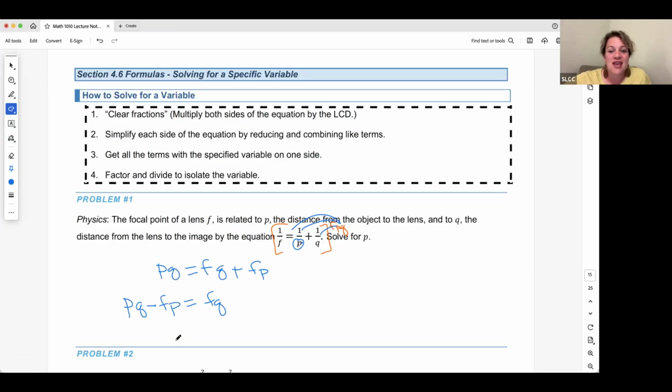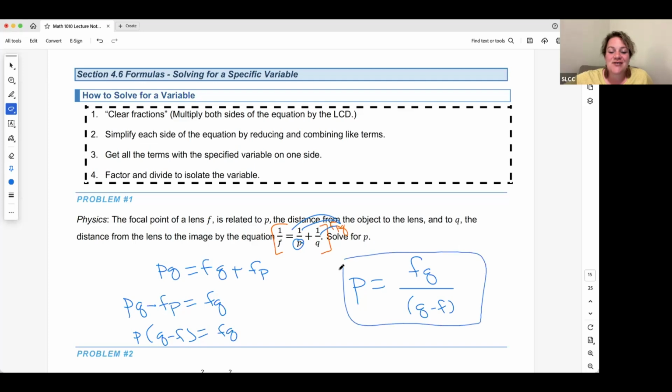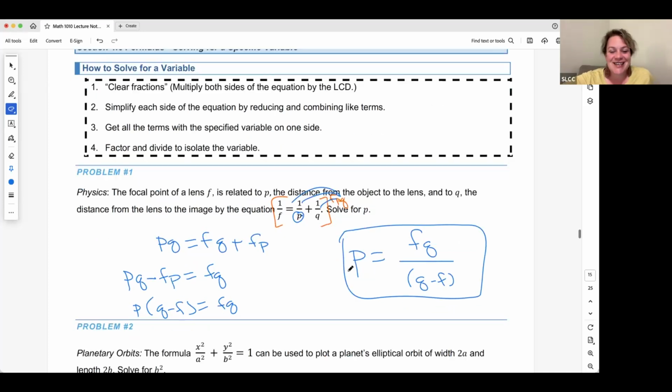Now, how do I get P? Factor it out. See, this is our little trick for this section. Factor out that greatest common factor of P, and I'm left with Q minus F. And now I can just divide both sides by Q minus F. So P equals FQ divided by Q minus F. And we have successfully solved for P. Let's look at number 2.